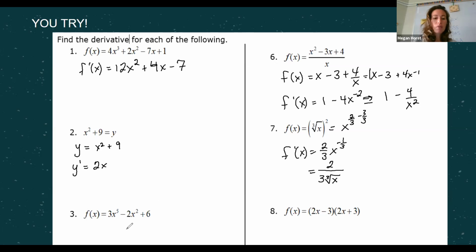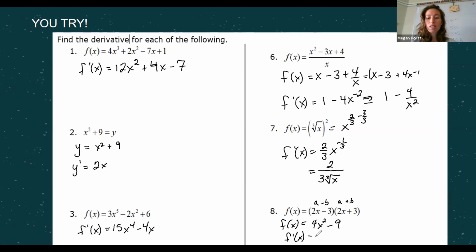Right here, we just have a straight polynomial function. So we get f prime of x equal to 15x to the 4th subtract 4x. And then lastly, here I need to multiply this out. But what I'm noticing is this is a subtract b times a plus b. So I spotted a difference of squares. So I know f of x is going to be 4x squared subtract 9. So f prime of x is equal to 8x.